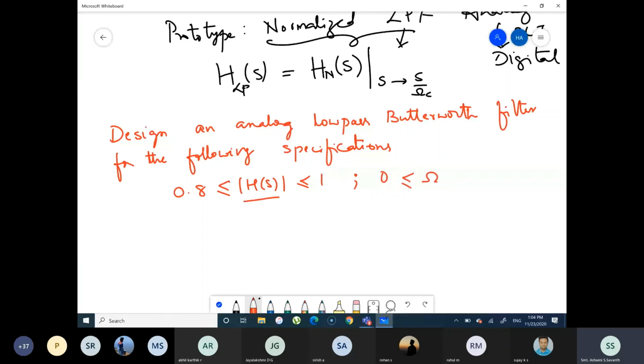So it's a question paper problem. So I didn't want to change anything there. So magnitude of H of s less than or equal to 0.2. So for 0.6 pi less than or equal to omega less than or equal to pi.